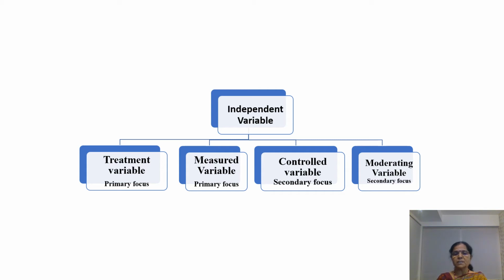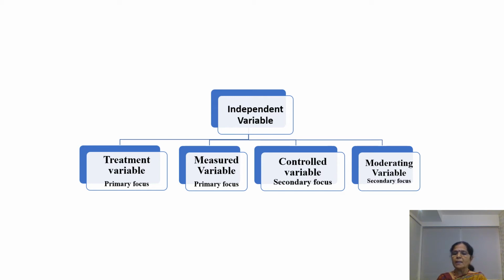And third one is controlled variable. And they are not of primary interest to the researcher. They are of secondary interest. Of course, they do influence the dependent variable, but the researcher's primary focus is not on this variable. So he tries to neutralize the effect of this variable. How does he do it? He does this by any of the following two methods.